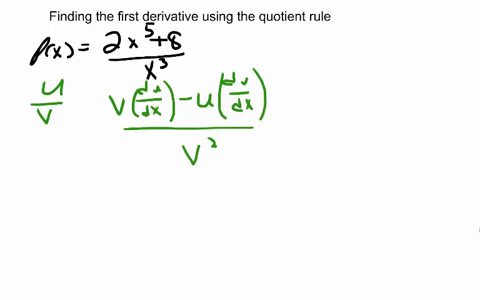In other words, with our example, we will have x cubed times 10x to the fourth, and we get this by using the power rule, bringing the 5 out front, multiplying with the coefficient 2, and then taking our exponent 5 and subtracting 1.